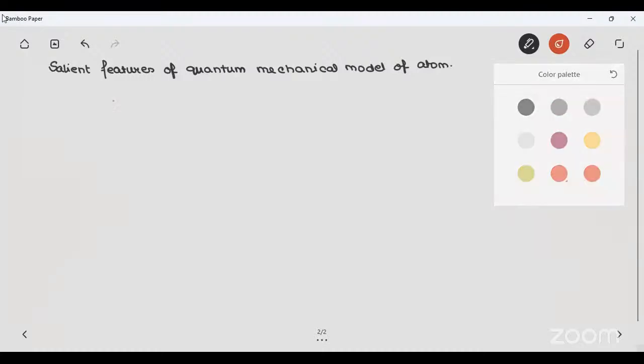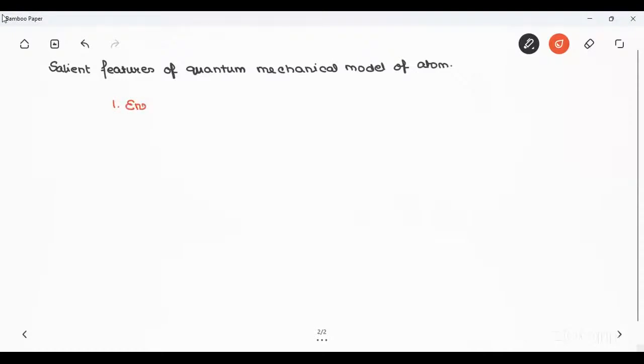First important feature is the energy of the electron. What does this state? That the energy of the electrons in an atom is quantized. It can only have certain specific values. Second, the existence of quantized electronic energy levels is a direct result of the wave-like properties of electrons and the allowed solutions of the Schrodinger wave equation.